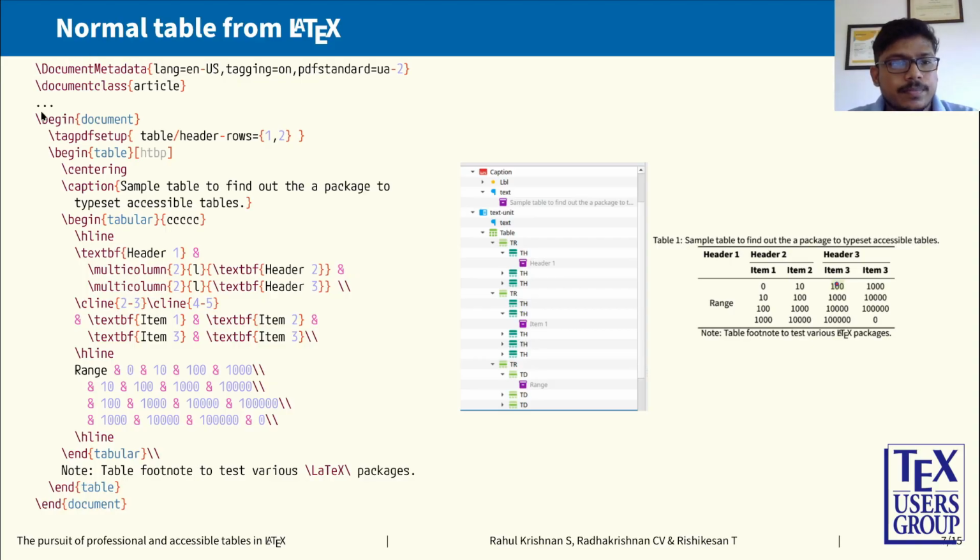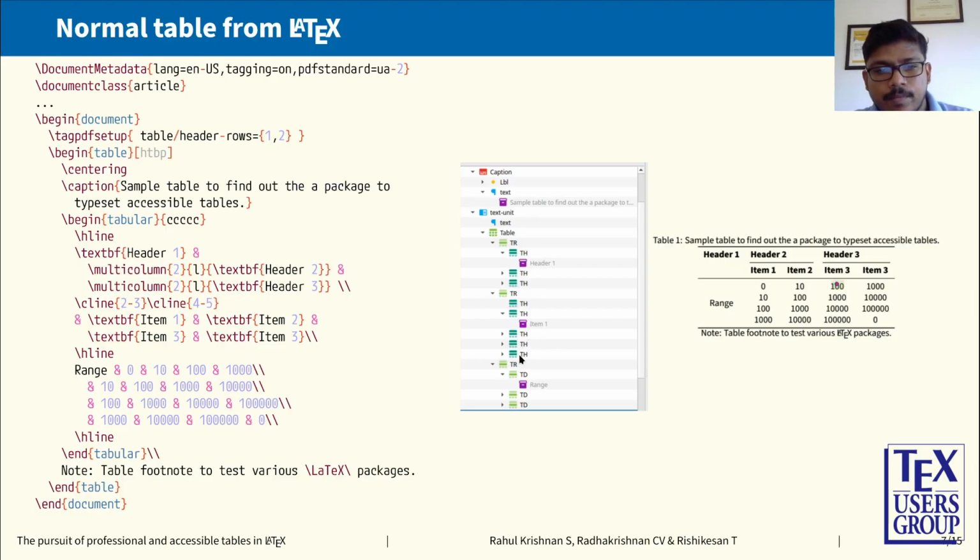So here, this is the code: begin table, then end table, begin tabular, end tabular. And the one command you might not have seen is the tagpdfsetup command, which I have used to mark the first and second row as table header. So how it appears in the tag viewer is like this. When we use this option, the header will be marked as th.